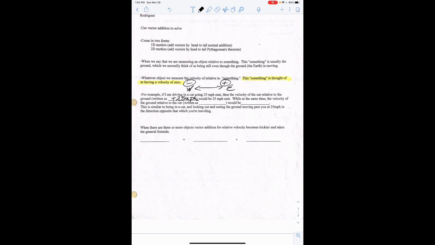When this happens, you could draw a picture if you like. The car is moving at 25 miles per hour east, and there's a person, say, standing here watching the car go by, right? This person would see that the car is moving 25 miles per hour to the east, right? And so this is the velocity of the car relative to the ground. And the ground is where that person is standing, as somebody drives by in the car.